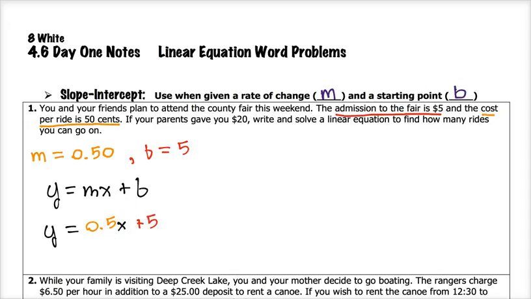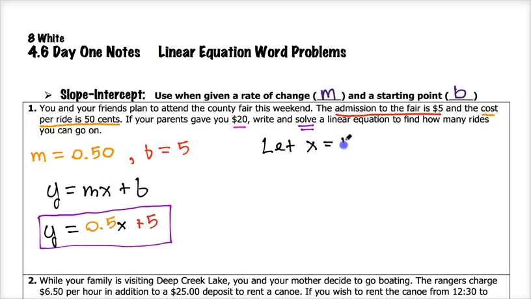Okay, so when I ask you to write a linear equation, this is what I'm looking for. Y equals 0.5x plus 5. It also tells us to solve the linear equation assuming your parents give you $20. Okay, so if your parents give you $20, you need to find how many rides you can go on. Well, the number of rides is going to be our x value in this equation.